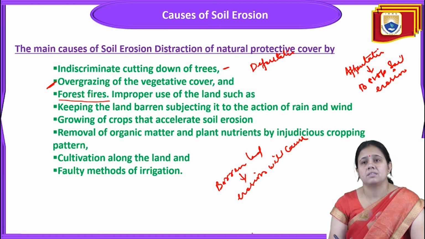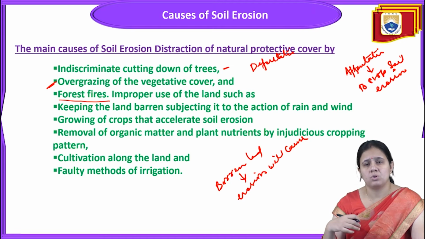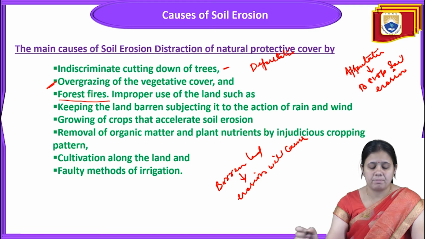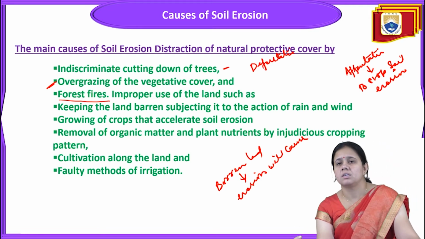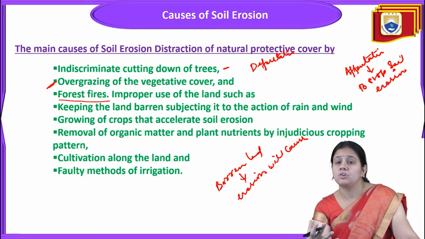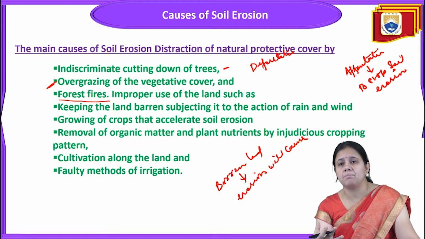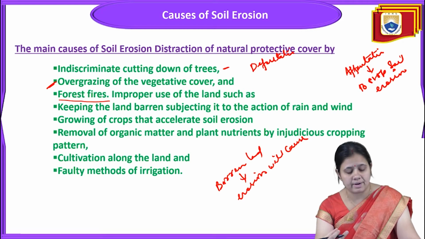Next is the growing of crops that accelerate soil erosion. Some crops will sometimes accelerate soil erosion also, through removal of organic matter and plant nutrients by an injurious cropping pattern.